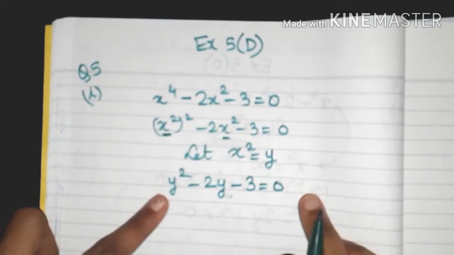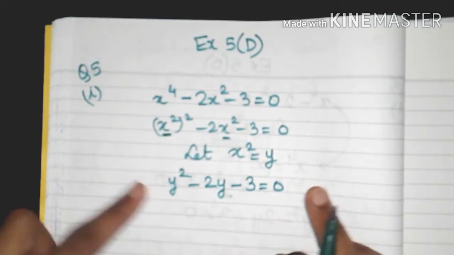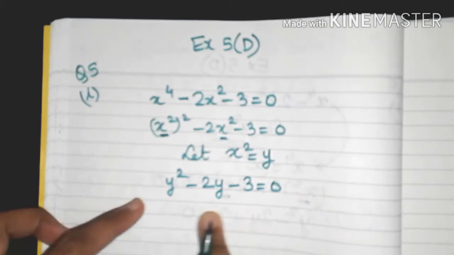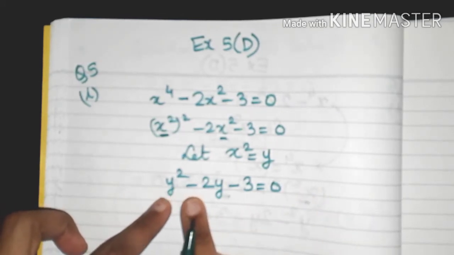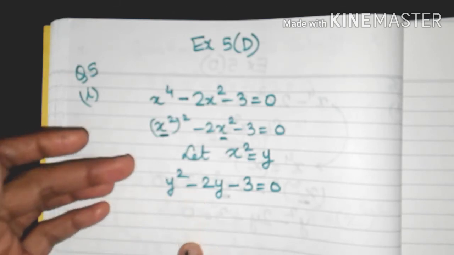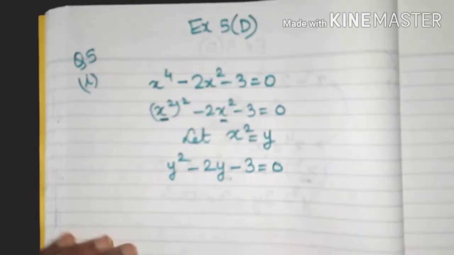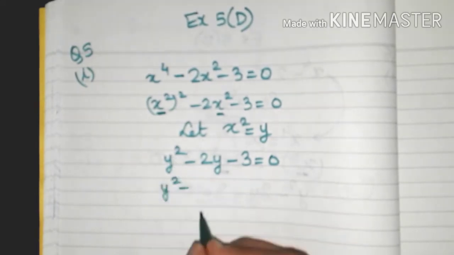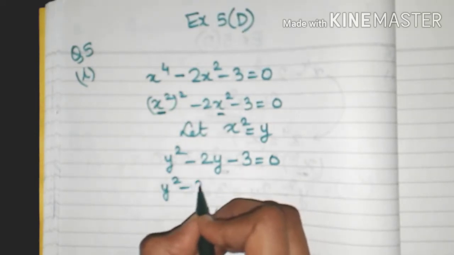Now what have we achieved here? We have got a quadratic equation which we know how to solve. So no matter that it is a variable in y, no problem, we will deal with that later. First let us solve this quadratic equation. Friends, we don't need to use the formula method here because this equation can be easily factorized. So we can factorize this equation this way.